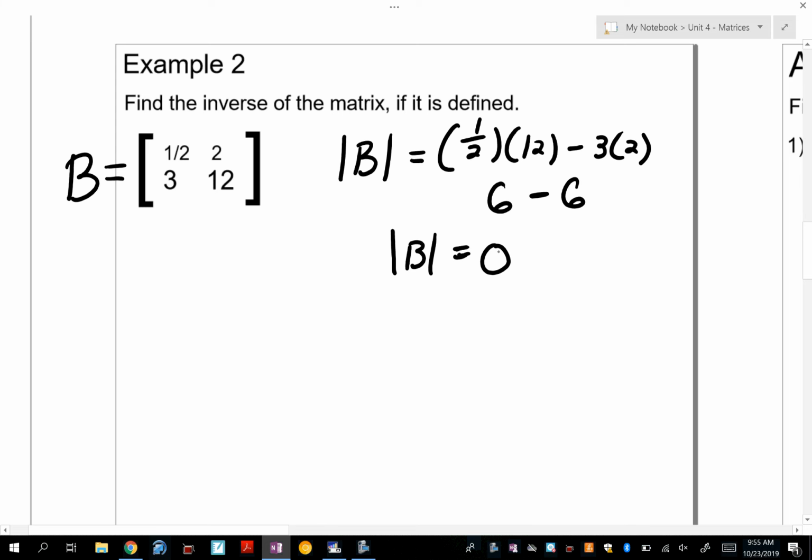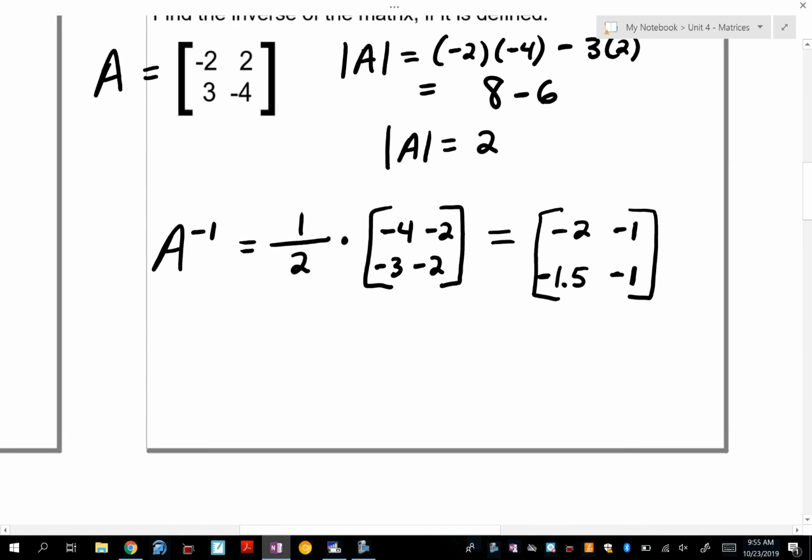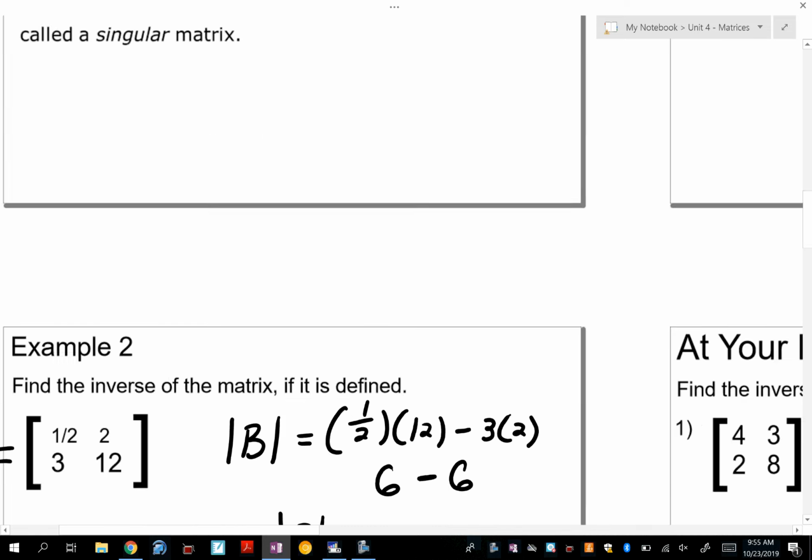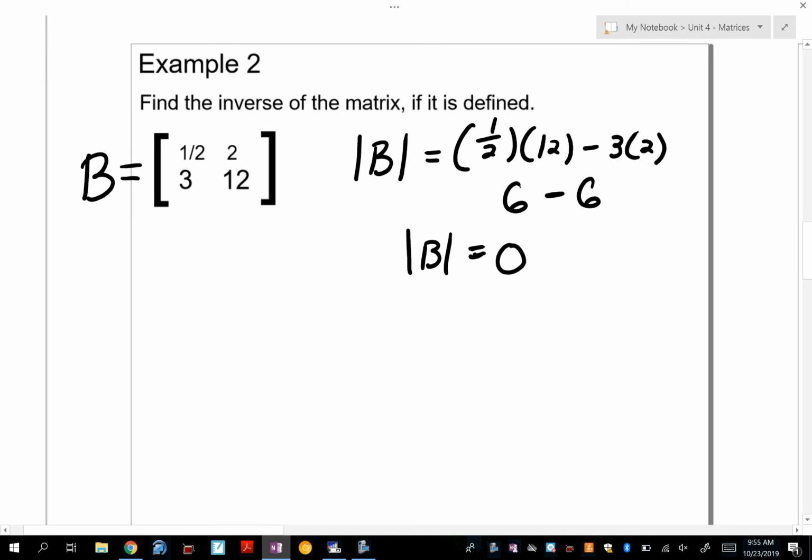Now when you get 0, something interesting is happening. If you remember from example 1, where should I be putting the 0? I should be putting it here where that 2 was, and I'd be dividing all these numbers by 0. And you should know you cannot divide by 0. So when you get 0 and you're doing this, it's not that you write no solution. It means matrix B does not have an inverse matrix. So we write it's a singular matrix.